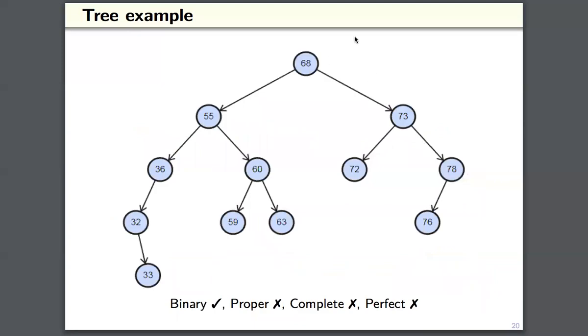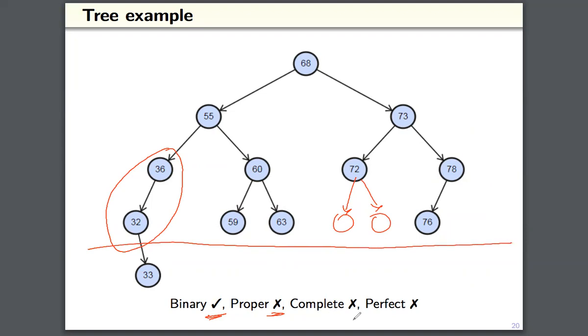Now let's look at this. Is this a binary tree? The branch factor is at most 2. So yes. Is this a proper tree? This is not a proper tree. Why? Because there is a node that has only one child. Is this a complete tree? No, because some of these nodes are not filled, right? The last but one level should be completely filled. So it is incomplete, and it is not perfect, right? There are a lot of holes here, not perfect. Okay.